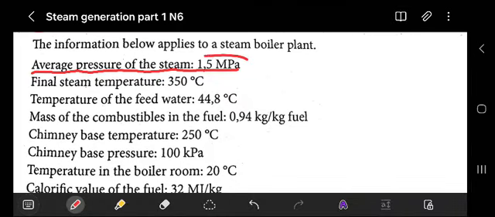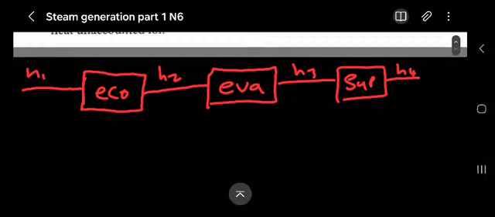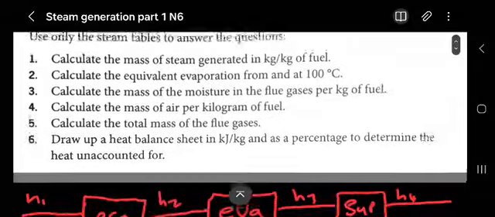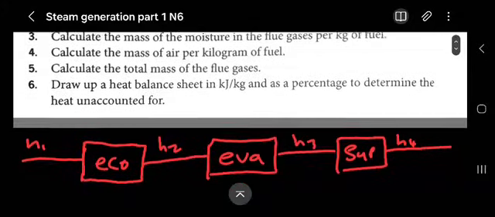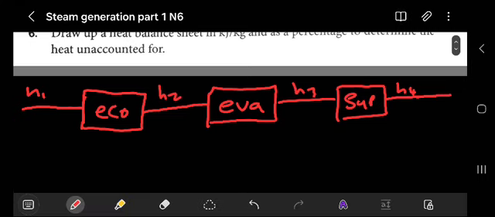1.5 megapascal, the average pressure of the steam, is taking place here for the superheated steam. That is the pressure at H4. It's the superheated steam. It's a superheated pressure. Here will be P4.